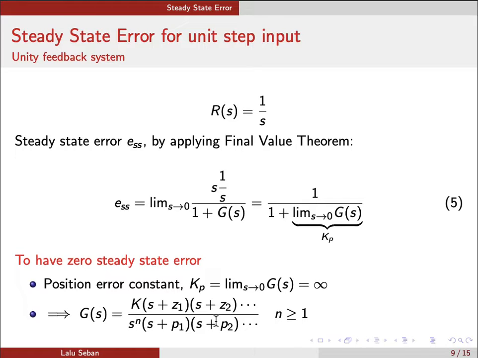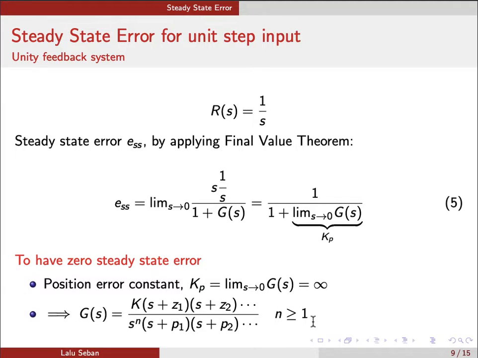When we are having step input, if n is greater than 1, the steady state error will become equal to 0. Now, what does it mean? If n is equal to 1, s raised to n, that means there is a pole at origin. s square, that means there are 2 poles at origin. So, the number of poles at origin is having an effect in the steady state error.